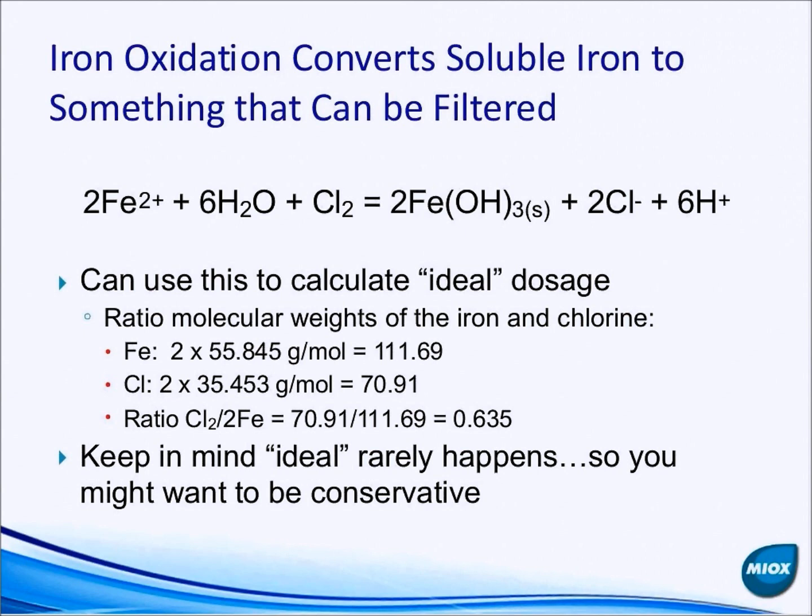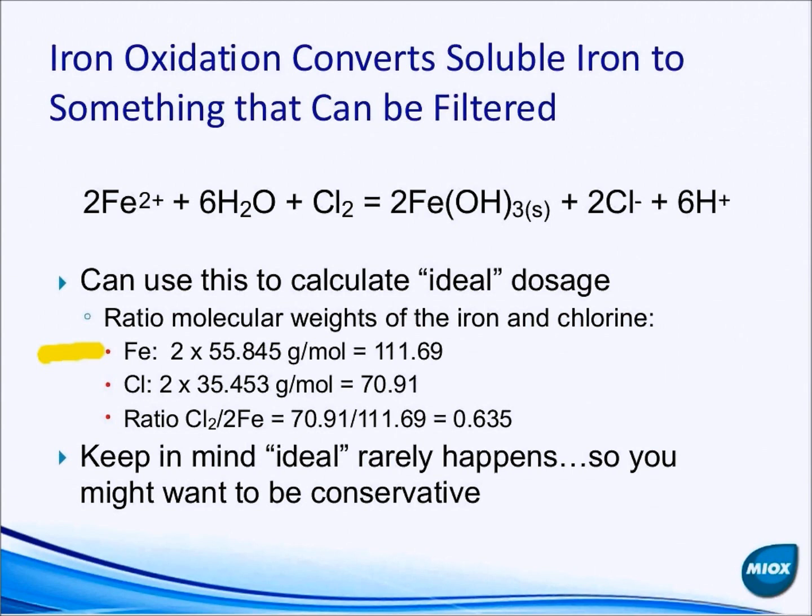So if you take this formula, you can actually use this to calculate your ideal dose rate, or your stoichiometric dose rate, if you like technical terminology. That's simply done by taking a look at the formula. So if we take the iron, for example, we'll focus on that one first. We can ratio the molecular weights of the iron and the chlorine in this formula to get your dose ratio.